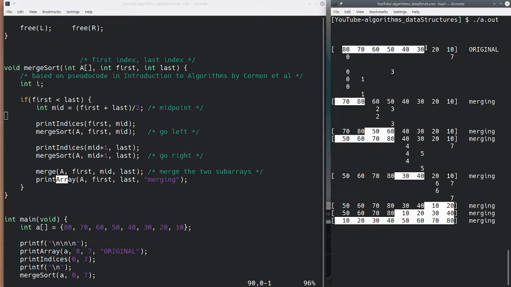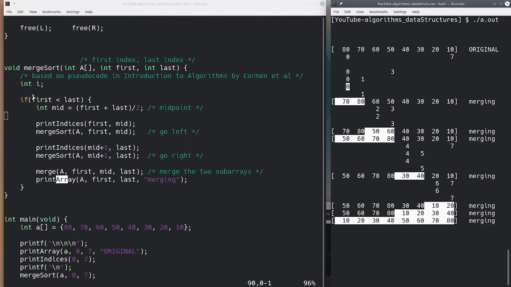So once again, this is the original array, and first and last will be 0 and 7. And then we call merge sort again. We're looking at indices 0 through 3. We call merge sort again. We're looking at the left half of that, which is 0 to 1. We call merge sort again, and we get 0 to 0.